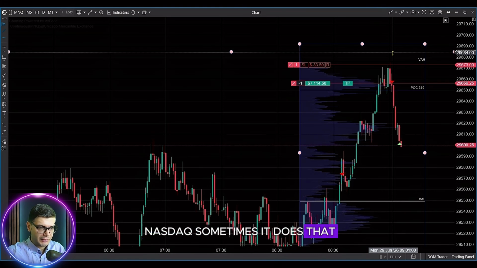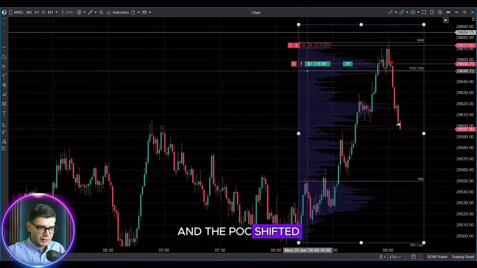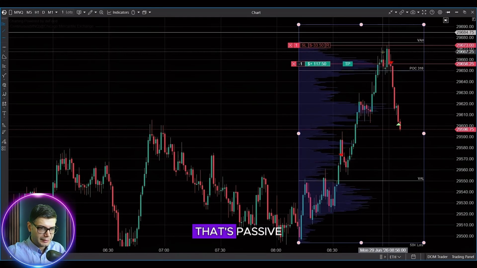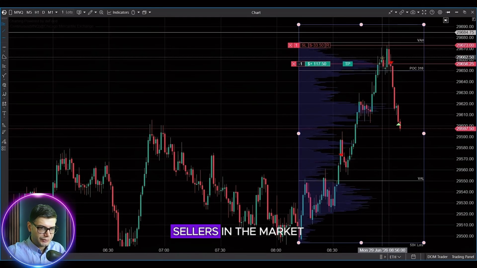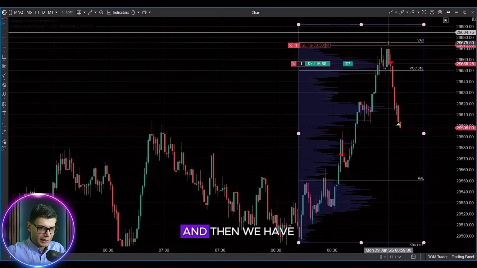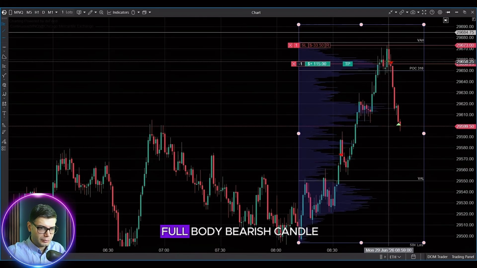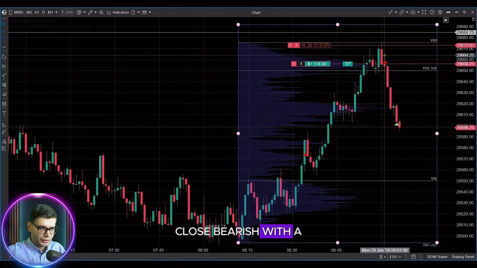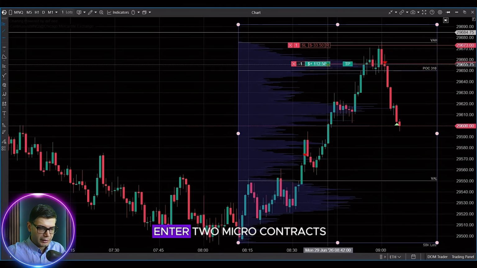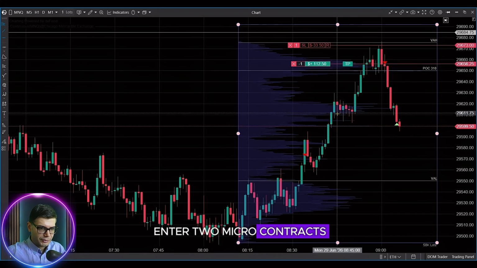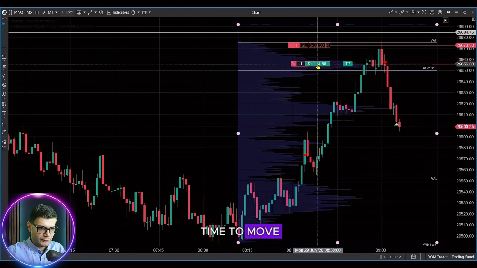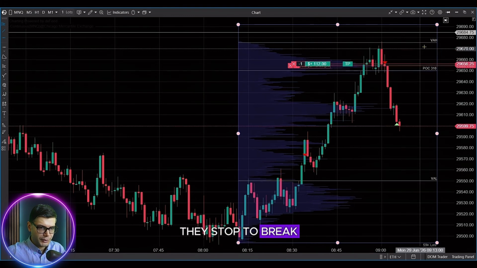Sometimes it does that. And the POC shifted to 649. We have one wick. That's passive sellers in the market. And then we have a full body bearish candle. The third candle closed bearish with a wick. That's where I entered 2 micro contracts, closed one of them partially here. Now it's time to move this stop to break even.